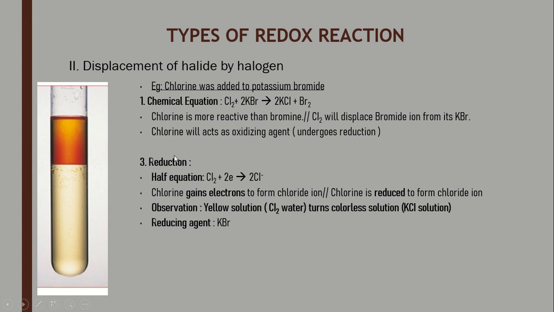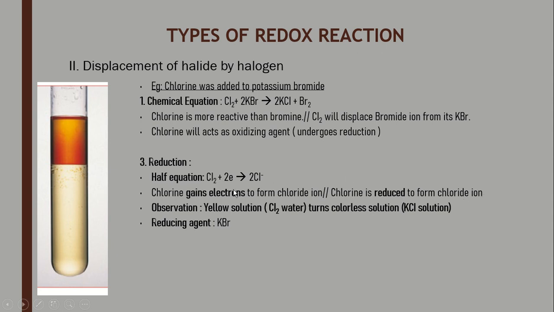Why? Because sekarang reduction process gain electron. So dia gain 2 electron. Kenapa 2 electron? Because 2 times negatif ke atas ni. So 2 electron. So we can say in other words, chlorine gains electron to form chloride ion, or chlorine is reduced to form chloride ion.